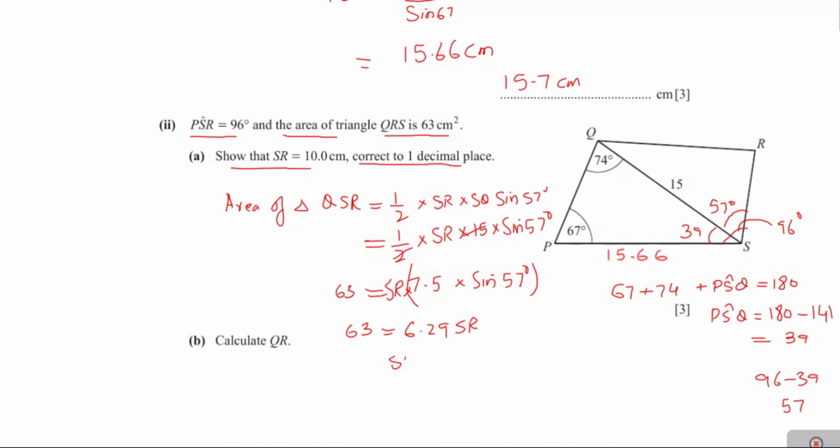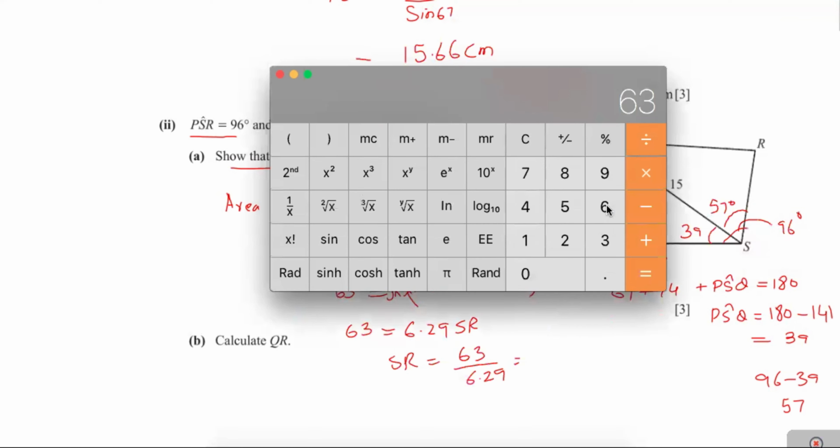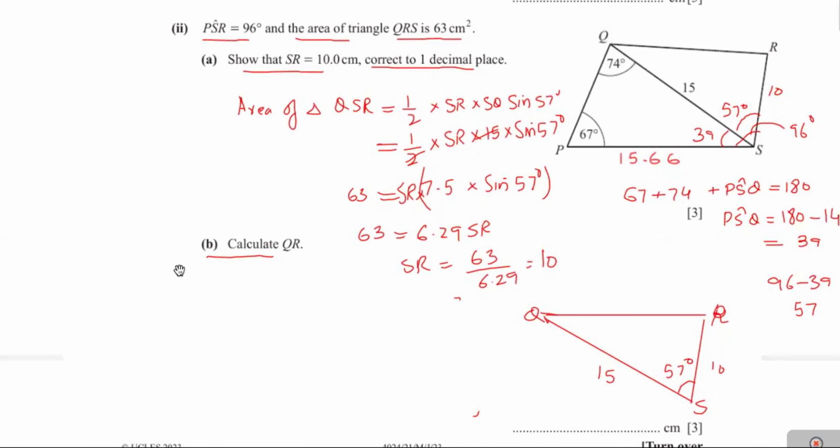Therefore, SR will be equal to 63 over 6.29. Now 63 divided by 6.29 is equal to 10. Therefore, SR equals 10, and we have proved SR equal to 10 centimeters. Now, part B: calculate QR.